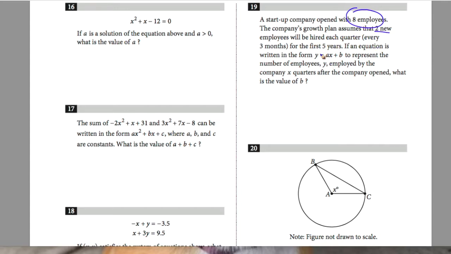If an equation is written in the form of y equals ax plus b to represent the number of employees y employed by the company x quarters after the company opening, what is the value of b? Okay. Well, b is just your initial amount. b is not according to the rate. If b is your initial amount, b is simply just going to be 8.